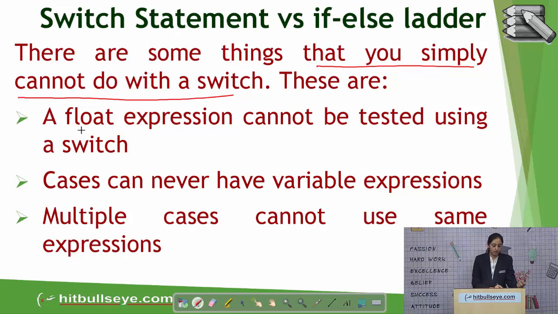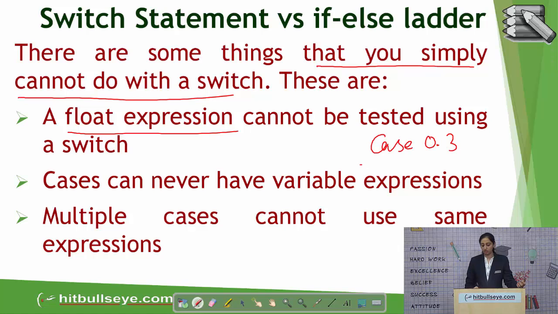Number one, a float expression cannot be tested using a switch statement, right? We can't say case 0.3. This cannot be used in a switch statement. Only two things can be used: an integer value or a character value. Cases can be in the form of 1, 2, 3 in the integer form, or in the character form, that is case A, case B, case C, right?